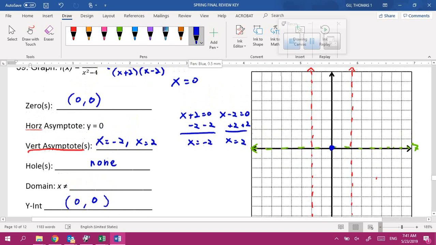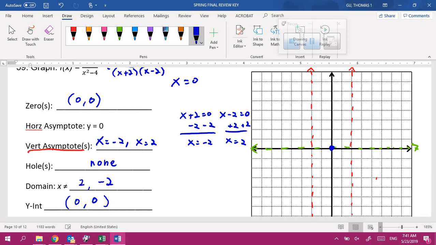And then one last thing we've got to write here is what can the domain not be? x cannot equal 2 and negative 2. Where did you get that from? The vertical asymptotes. That's right, it's the vertical asymptotes.